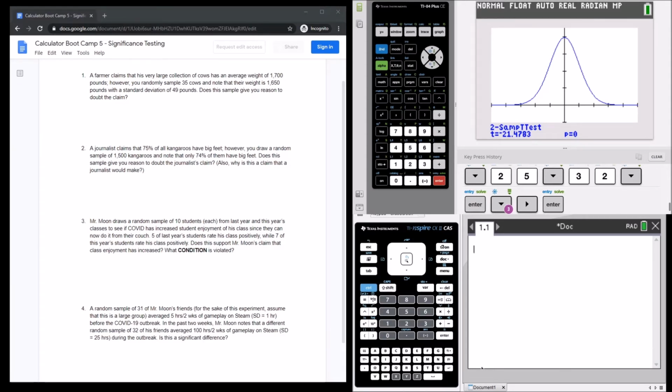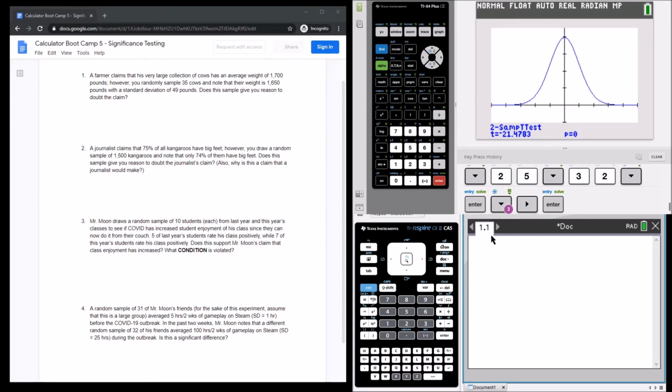Okay, so as quickly as I can, I'm going to repeat those steps on the NSPIRE. So let's start off with the first question here. A farmer claims that his very large collection of cows has an average weight of 1,700 pounds. However, you take a random sample of 35 cows, and you note that their weight is only 1,650 pounds, with a standard deviation of 49 pounds. By the way, I had to do some cattle research to write this question. 1,650 pounds is a lot closer to the average cow than 1,700 is. So I'm going to assume going into this that we can doubt the claim, but let's see if that holds up.